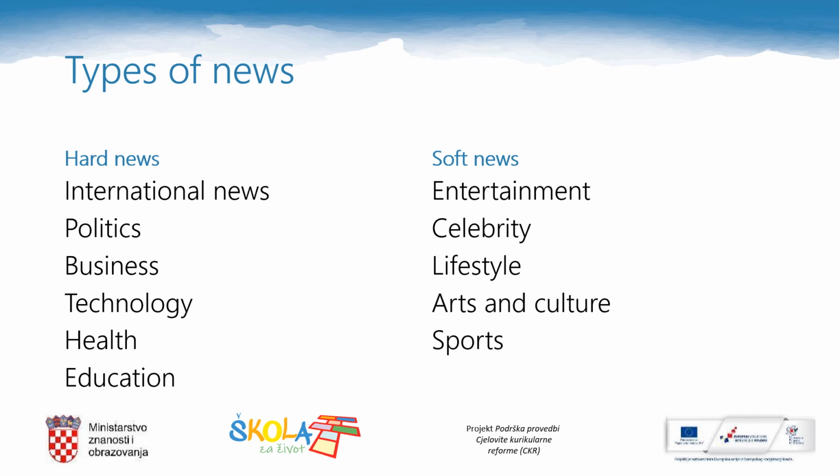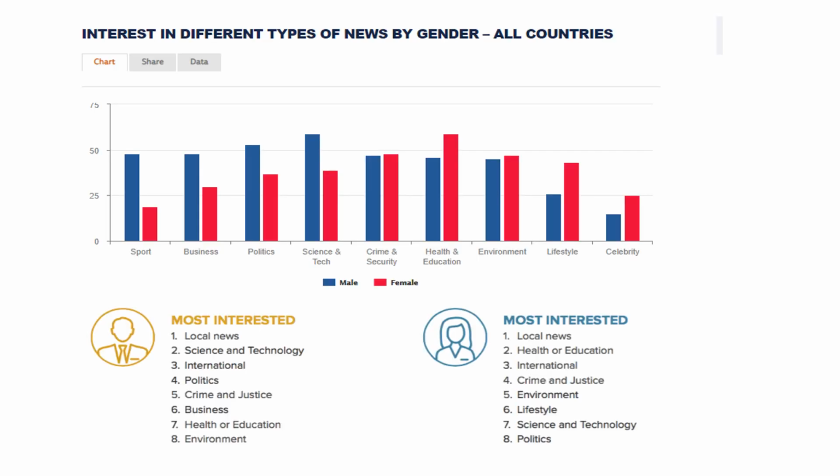Which types of news interest you? What about your parents? How about your friends? Do you think men and women are interested in the same types of news? According to the survey carried out by Reuters Institute for the Study of Journalism, there are differences. This bar graph shows interest in specific topics according to gender.